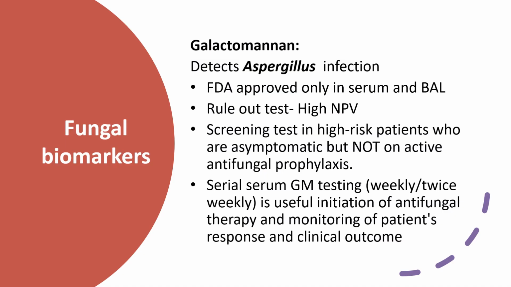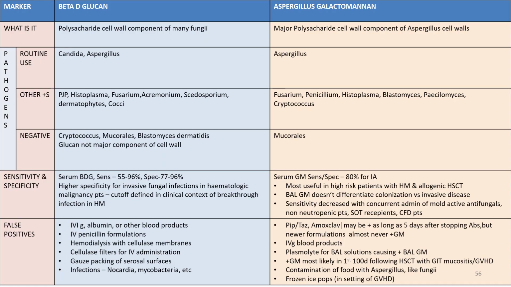Then we have fungal biomarkers like beta-glucan and galactomannan. They are FDA approved only for serum and BAL. They have a high negative predictive value. So there are various advantages and disadvantages of beta-glucan and galactomannan. Beta-glucan is routinely used for Candida and Aspergillus, while galactomannan is specific for Aspergillus. They have good sensitivity and specificity, and are effective biomarkers for fungal infection.